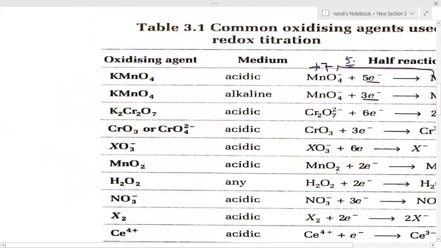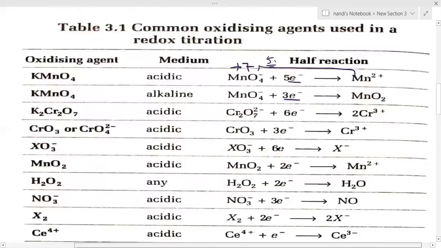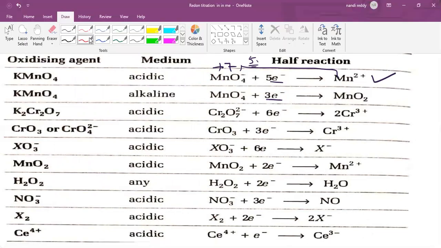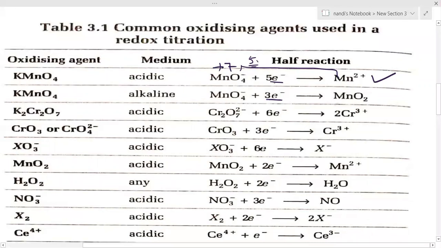Now we can see the common oxidizing agents given here. You can check them, the common oxidizing agents which I generally use. KMnO4 is an oxidizing agent; in acidic medium it changes MnO4 minus to Mn2 plus. This is fixed always. Clear? So for its n factor, we see how many electrons it is gaining. In acidic medium, 5 electrons are gained, so the change in oxidation number is also 5. So the n factor is 5 here.